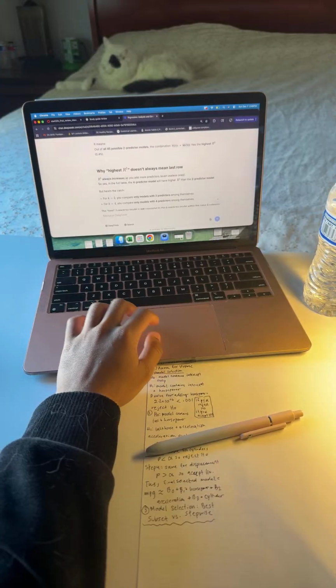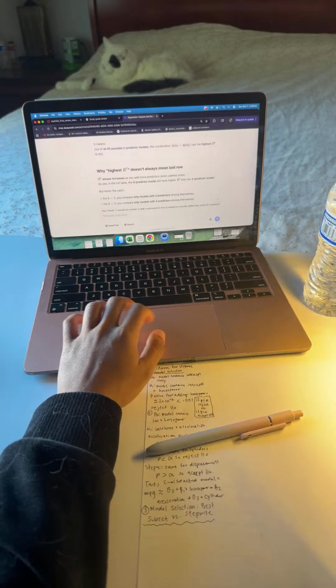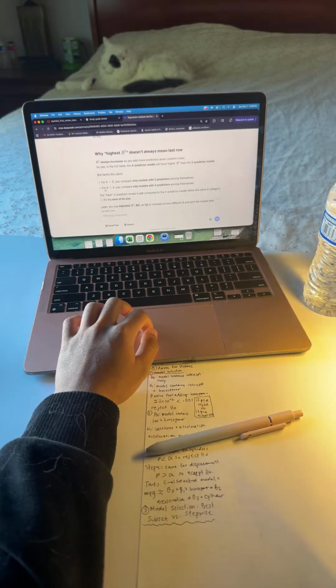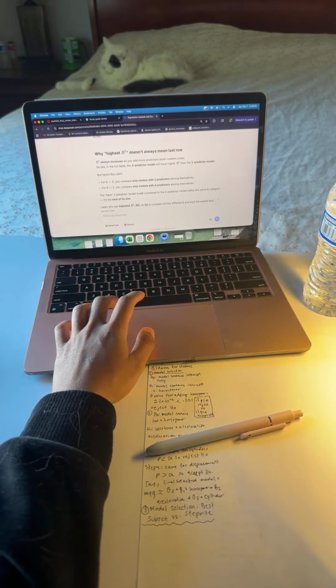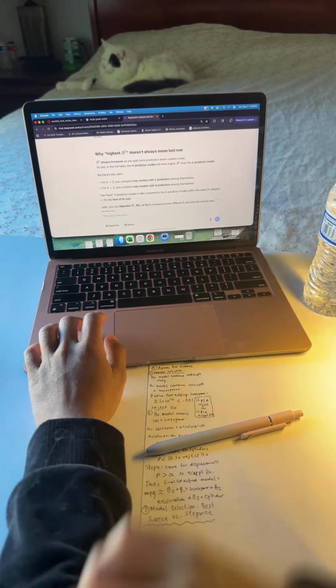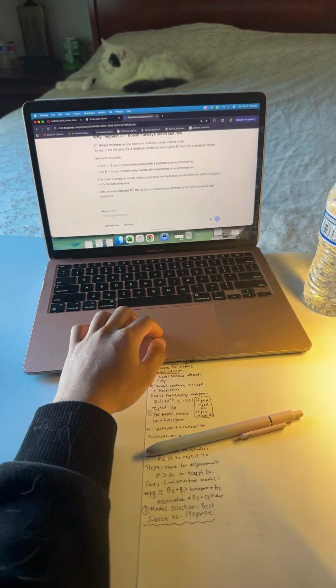R squared always increases as you add more predictors, even useless ones. So yes, in the full table, the 4 predictor models will have a higher R squared than the 2 predictor models. But here's the catch. For k equals 2, you compare only models with 2 predictors against themselves. For k equals 4, you compare only models with 4 predictors against themselves. So this 2 predictor model is not compared to the 4 predictor models within the same k category.